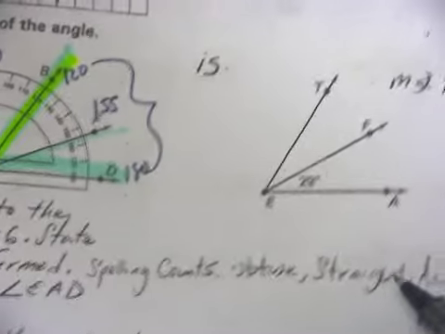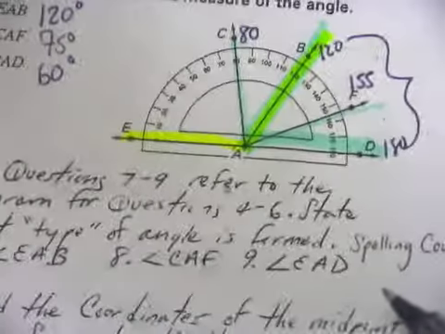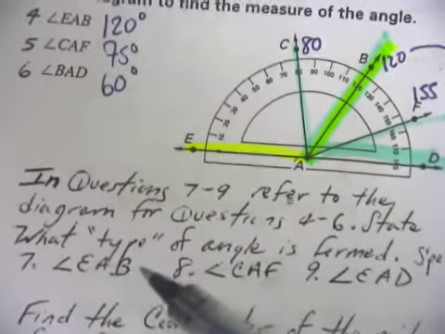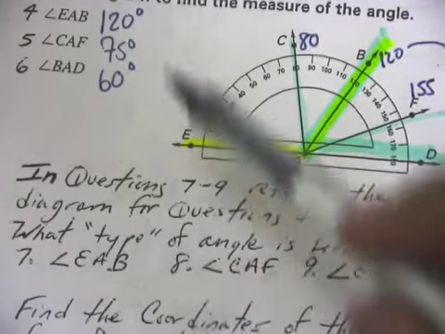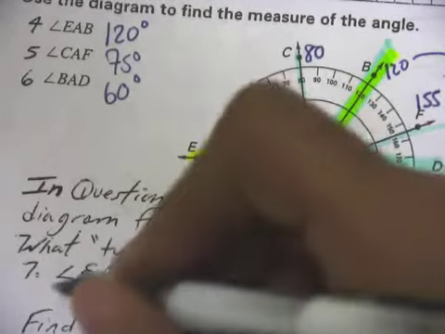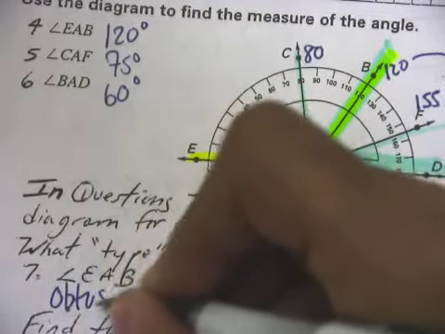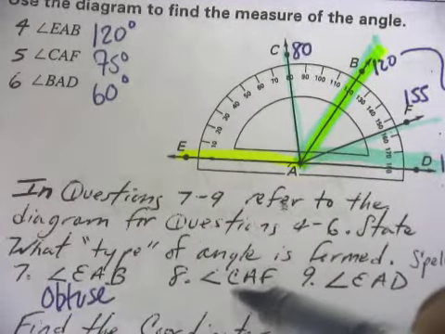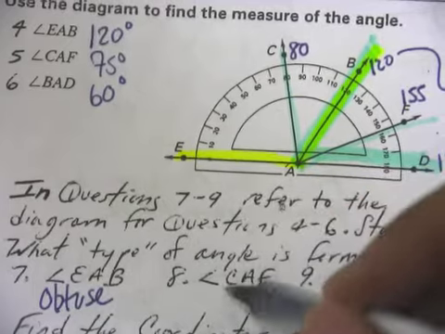Questions 7, 8, and 9 were asking to use this image here and to say what kind of angles they were. Were they obtuse angles, were they straight angles, or were they acute angles? So if I look here, angle EAB is 120 degrees, so that is obtuse.